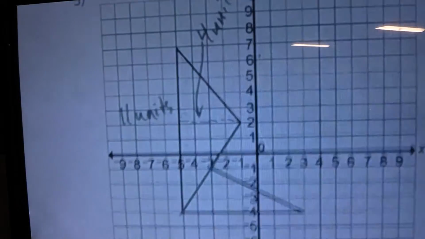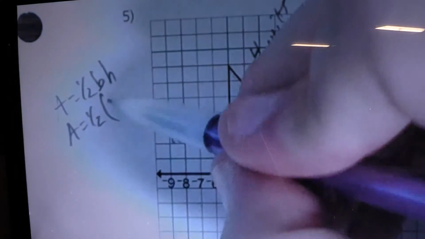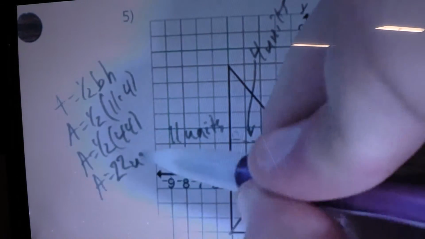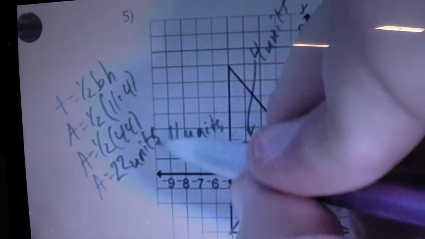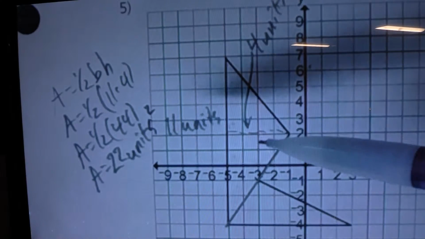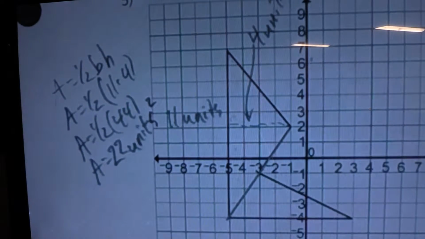So my formula for this will be area equals 1/2 base times height. Area equals 1/2. The base I said was 11. The height we said was 4. So area equals 1/2. 11 times 4 is 44. Half of 44 is 22. And the unit of measure is units squared. So that is the area of this triangle. Once I find the area of this triangle, I can add them together and get the area for the total shape.